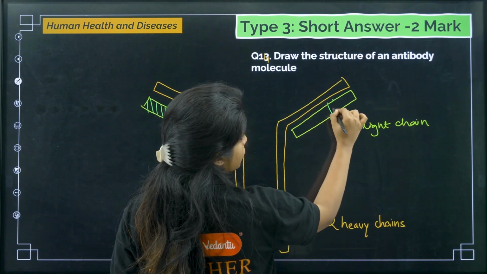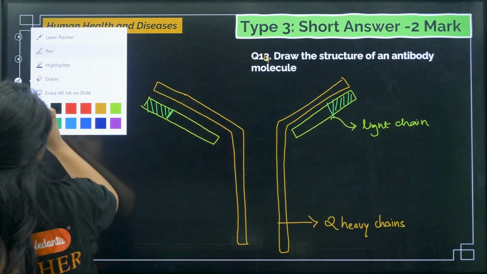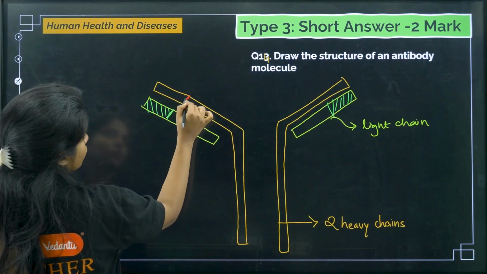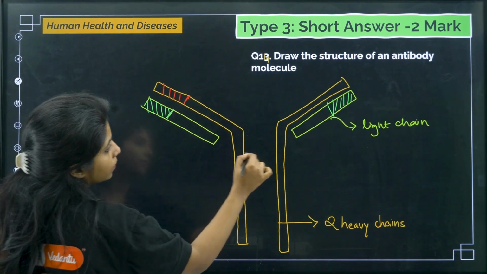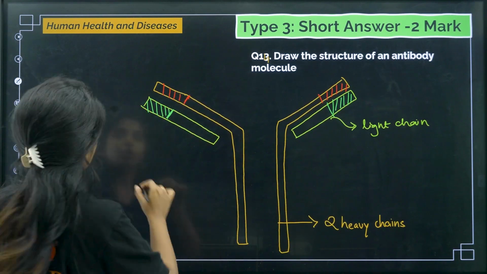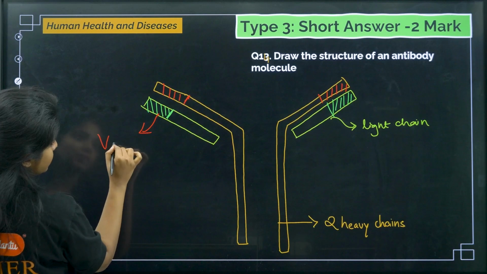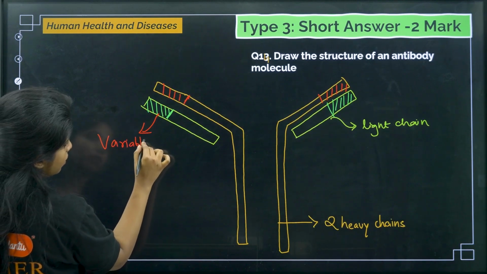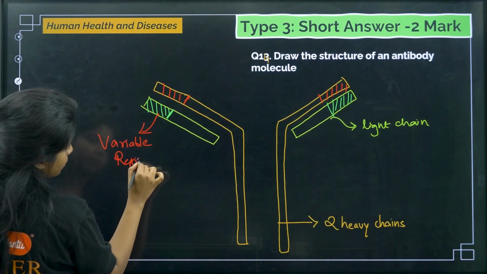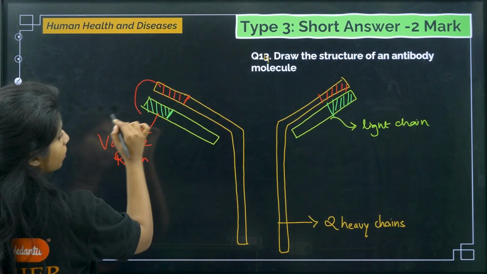So this area that you see will be different from this area. Here also, in the case of the light chain, this area will be different from this area of the light chain. Similarly, for the heavy chain also, this area that you see over here will be different from the rest of the area. What do you call this region? You call this region the variable region. Both here and here, this area is known as the variable region.